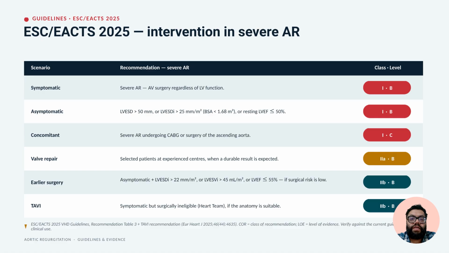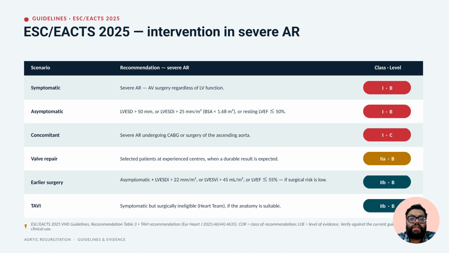This is the authoritative European table for aortic regurgitation, and it is worth knowing row by row because it differs from the American one in subtle, examinable ways. The 3 class 1 recommendations are the firm ones: operate on any symptomatic patient with severe AR, whatever the ejection fraction; operate on the asymptomatic patient once the end systolic diameter passes 50 millimeters or 25 per square meter in a small person, or the ejection fraction drops to 50% or below; and deal with the valve when the patient is already having bypass or ascending aorta surgery.